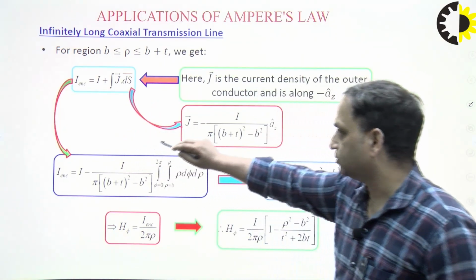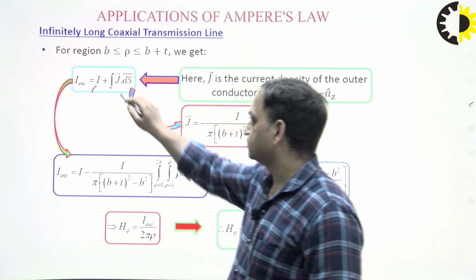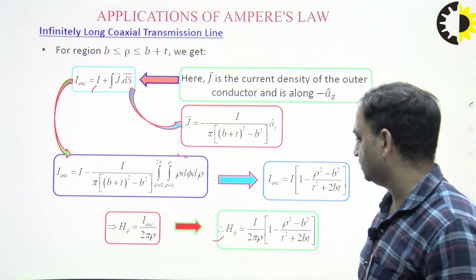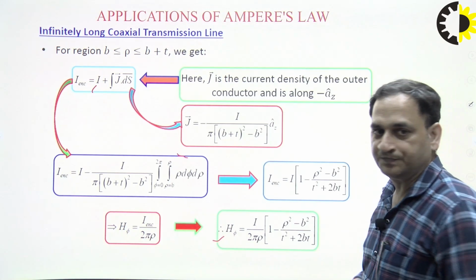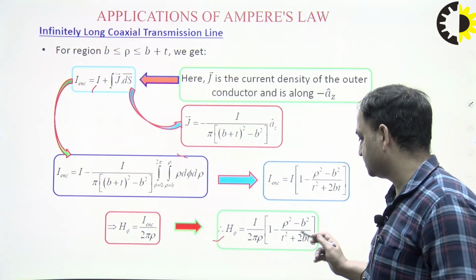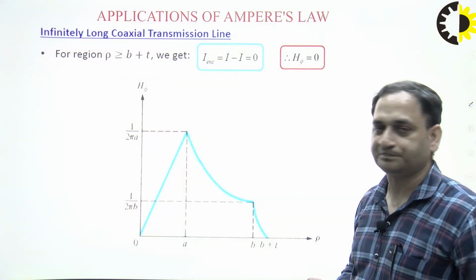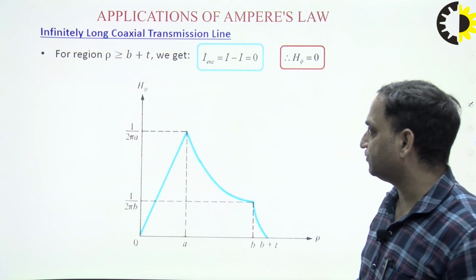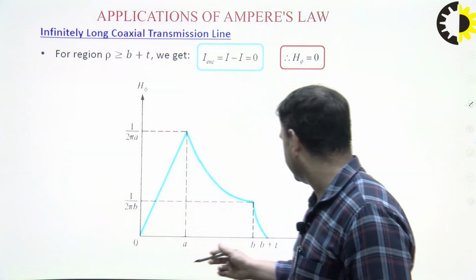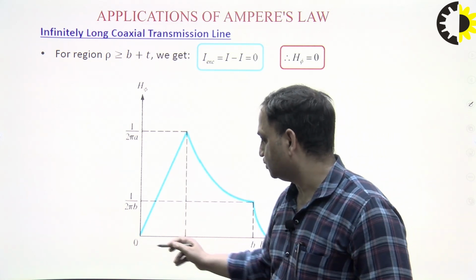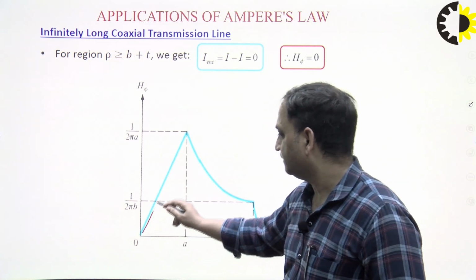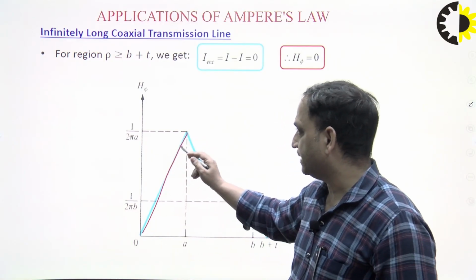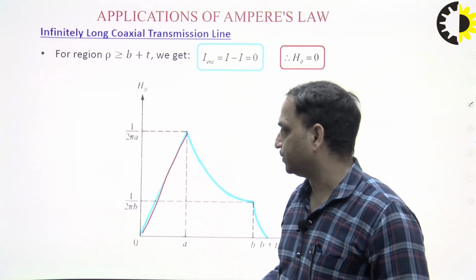For that, it will enclose the current I and the density J, so this will be J dot dS. By this, the value of H phi will be I upon 2 pi rho times 1 minus rho square minus b square upon t square plus 2bt. When we combine all of this together, the value of H will depend on the value of rho. From 0 to A there is a linear graph, where the maximum value of H will be I upon 2 pi a.